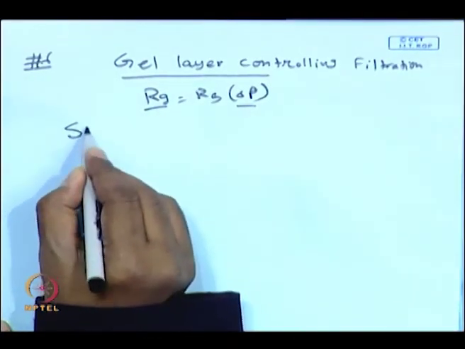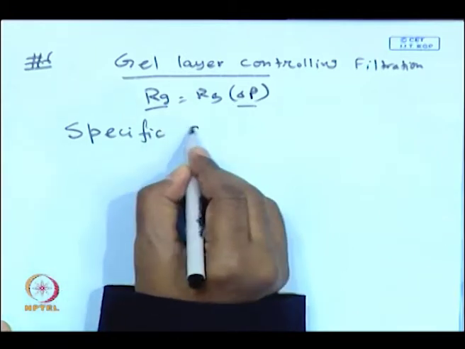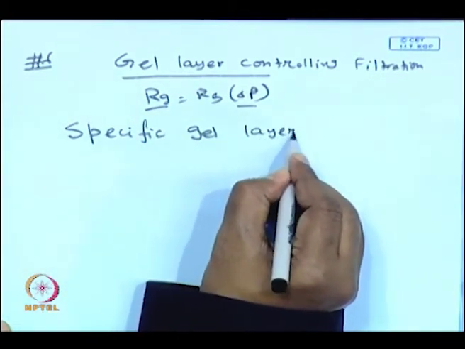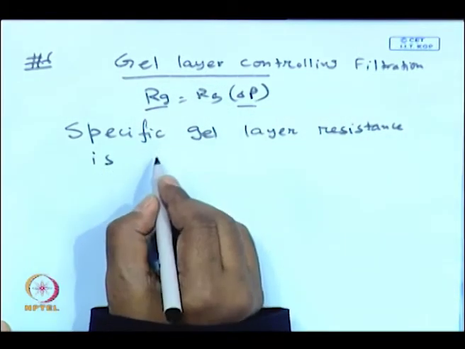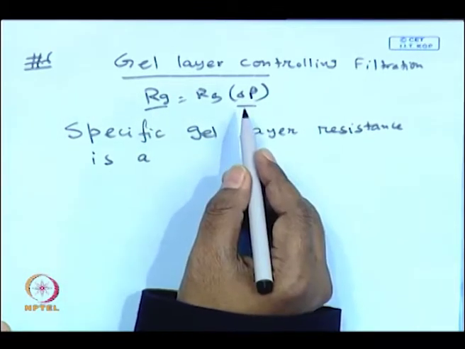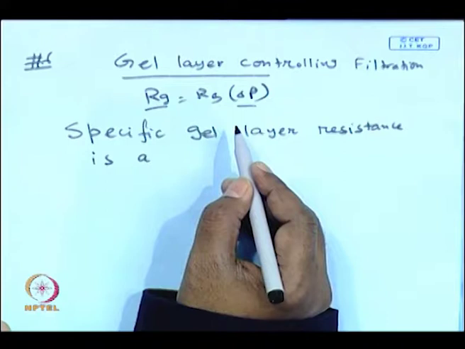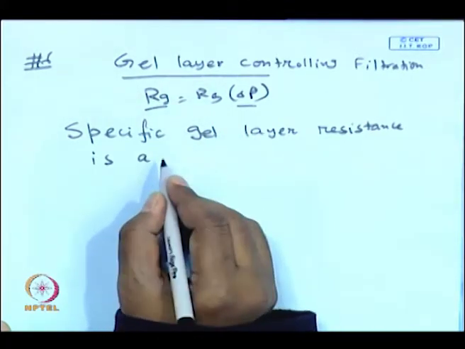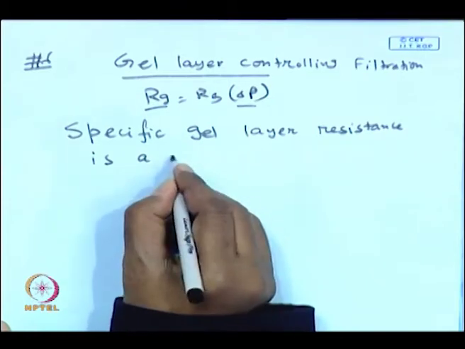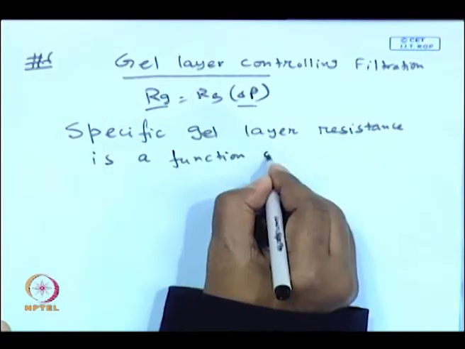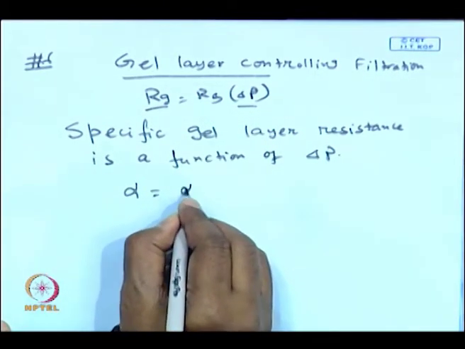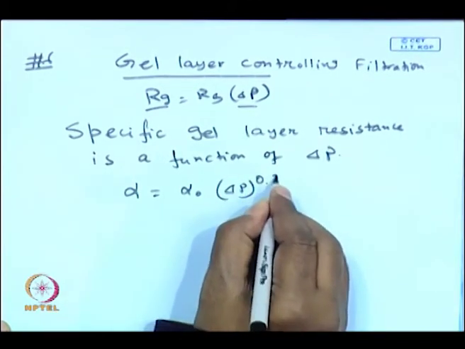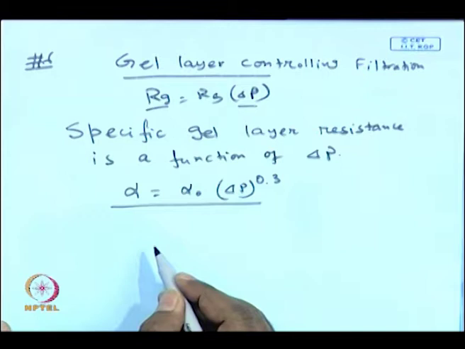So, in this case we assume that the specific gel layer resistance is a function of delta P. Rg, if you remember, is nothing but alpha into 1 minus epsilon g rho g times L, where alpha is the specific gel layer resistance. The specific gel layer resistance is a function of transmembrane pressure drop, and that functional form is given as alpha is equal to alpha naught delta P raised to the power 0.3. How will you determine this relationship?